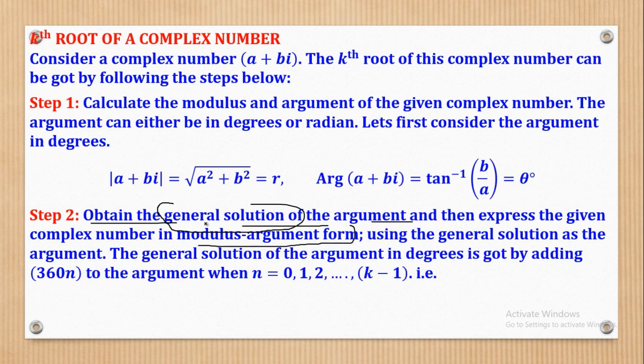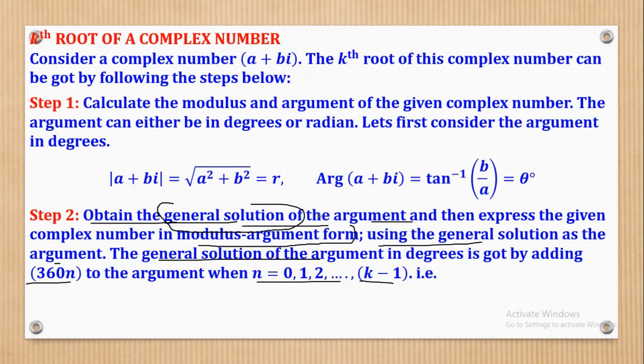So this one is okay, but this one, general solution, is not okay. So let's talk something about it. So using the general solution as the argument. The general solution of the argument in degrees is got by adding 360n to the argument, where n is equal to 0, 1, 2, and so on up to k minus 1. So if k is 2, you stop at n equal to 1.